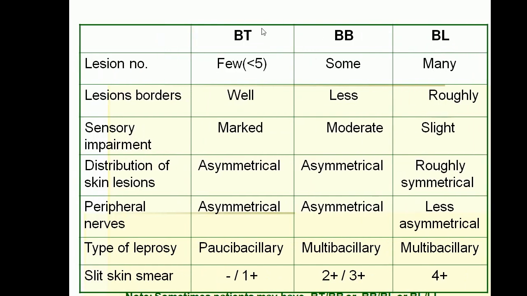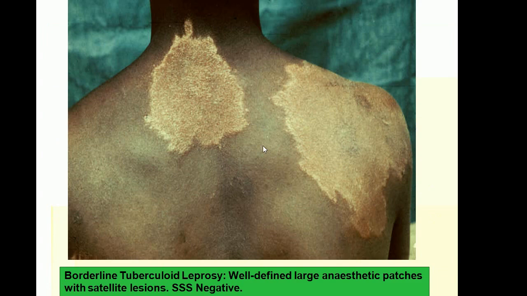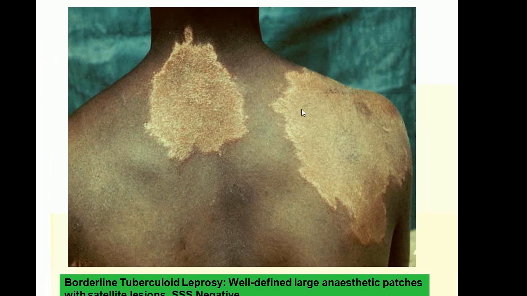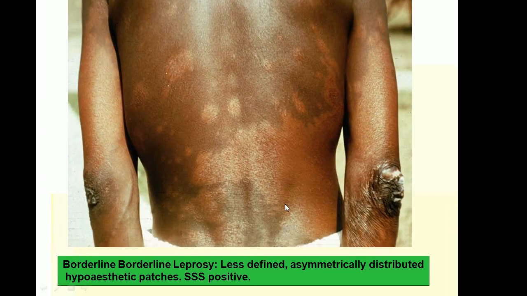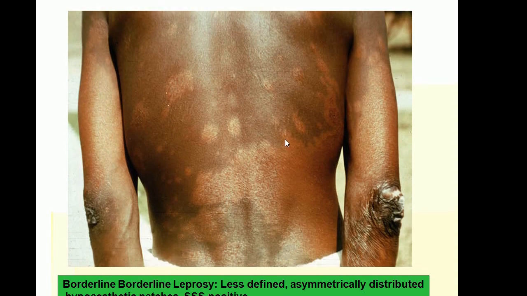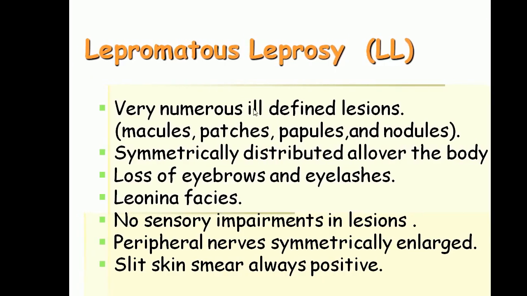So this is the table comparing the three types: borderline tuberculoid, borderline, and borderline lepromatous. You can go through it. This is an example of borderline tuberculoid leprosy with a large anesthetic patch. This is another example of borderline leprosy with less defined, asymmetrically distributed patches. The same for borderline lepromatous leprosy.